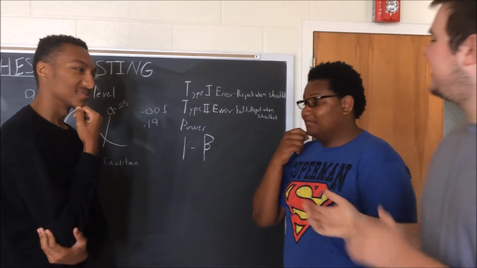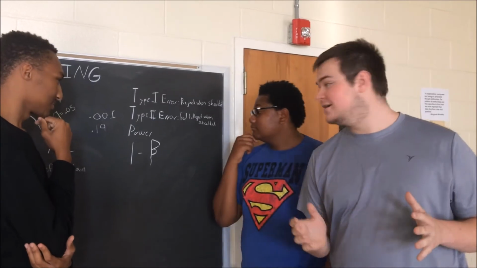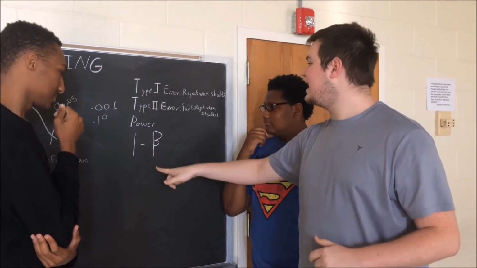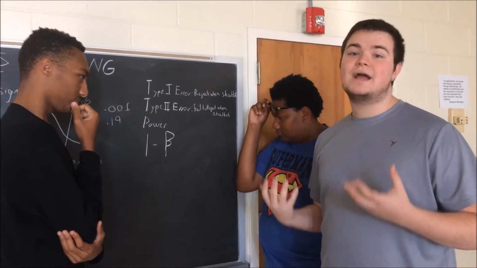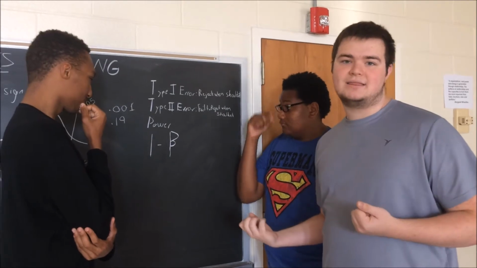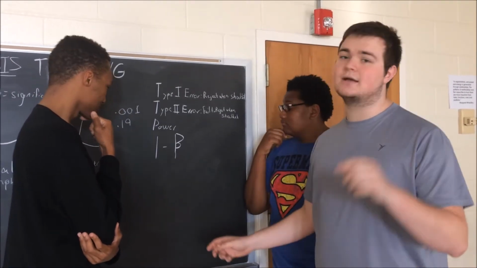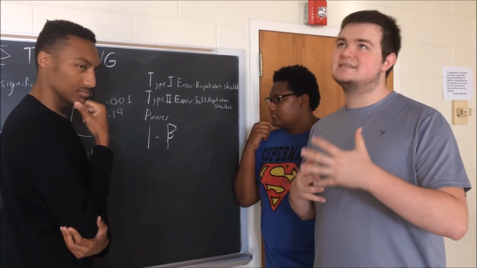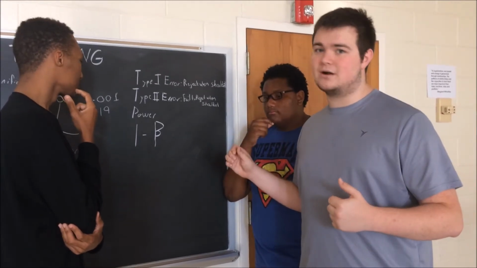All right, so the final part of type 1 and 2 error is power. Now, power is calculated by taking just 1 minus the type 2 error. This indicates how often we correctly reject the null hypothesis. This is really, really good if you have a high number like 0.89, 0.95. The lower the power, the less accurate the tests are going to be, so you always want a high power.